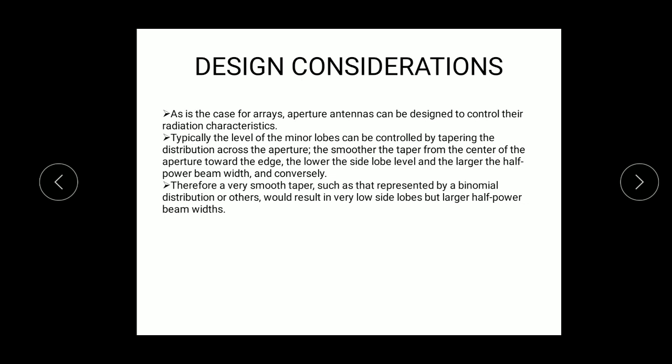Again, according to the tapering, we can control the aperture gain, directivity and beamwidth. Therefore, a very smooth taper, such as that represented by a binomial distribution or others, would result in very low side lobes but a larger half power beamwidth.